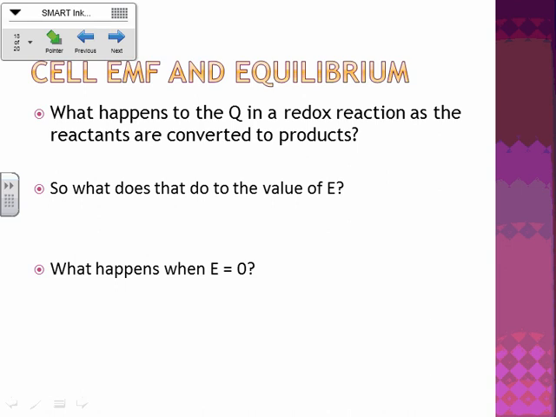So, what happens to the Q in a redox reaction as the reactants are converted to products? So let's just think about this for a second, just in terms of Le Chatelier, in terms of just general equilibrium type stuff. Our Q is going to be, in general, products over reactants, right?